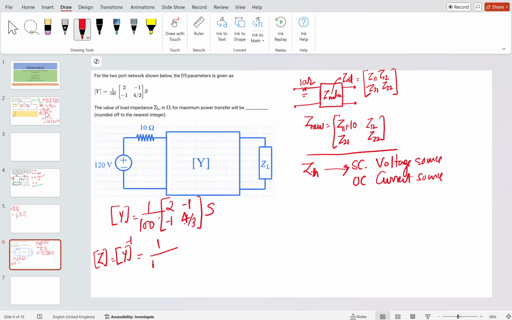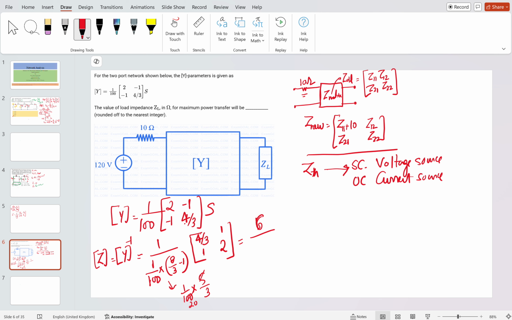When you see the mod of this, it will become 1 upon 100, which is already there, times 8 by 3 minus 1. Simply reversing the diagonal elements, here it will become 4 by 3, here 2, and the off-diagonal elements are multiplied by -1 keeping the values the same. So it comes out to be 1 upon 100 multiplied by 5 by 3 simply, which is 1 by 20.